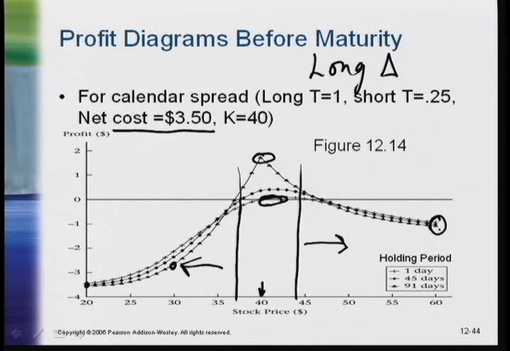And of course, the reason that the long option is sold for $2.50 more than the short is expiring at is because of the time value remaining in the long option.